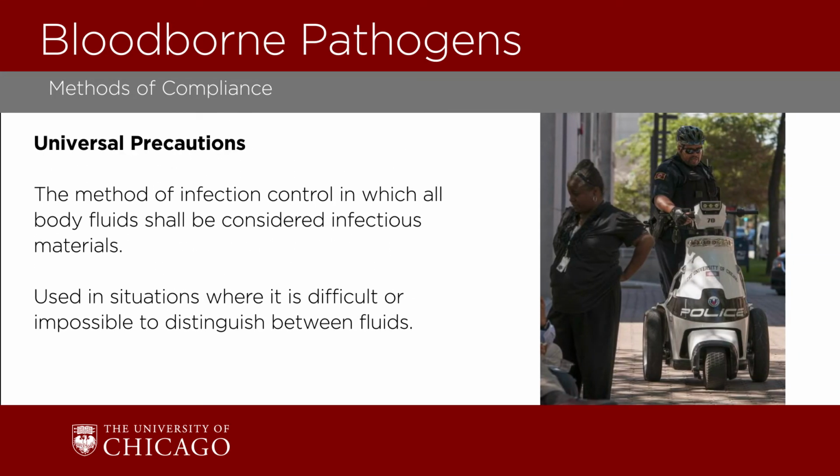Universal precautions is a method of compliance whereby all body fluids are presumed to be infectious. This is critical in situations where it is difficult to distinguish between fluids. For instance, police officers responding to a scene at night may be unable to differentiate between blood and other fluids in the area. By presuming unknown materials are known to be infectious, employees can take the maximum precaution to protect themselves.